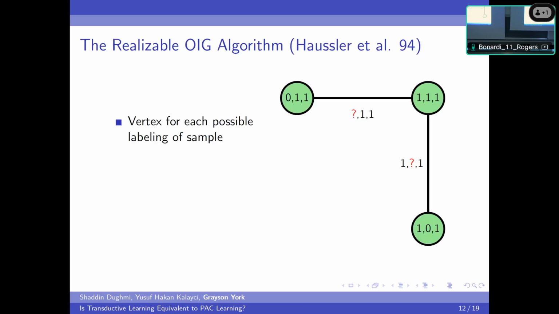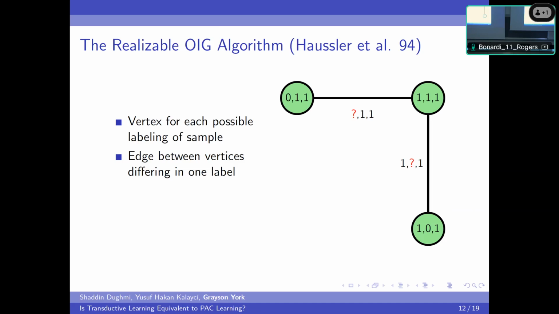Okay, so we've talked about the one-inclusion graph a lot. What actually is a one-inclusion graph? Well, in the one-inclusion graph, we're going to study the transductive setting by taking each possible labeling of the vertices, and we're going to assign that to a vertex in a graph. Then we're going to draw an edge between two vertices exactly when those two labelings differ in exactly one label.